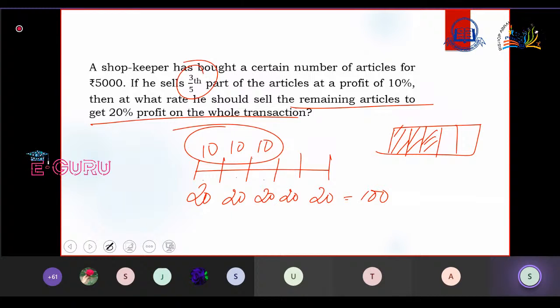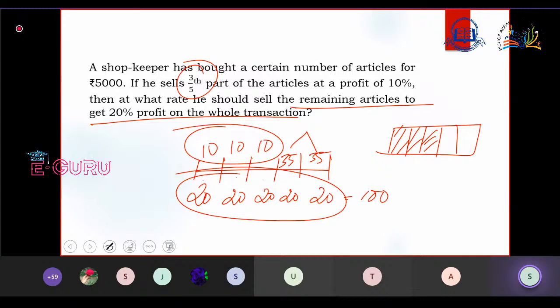So 70 more means you can equally distribute 70 in these two parts. That means 35 here and 35 here, right? So you can say that the remaining part should be sold at a profit of 35%, so that the overall profit will be 20%. Simple. Okay. We are just applying the basics of fractions.